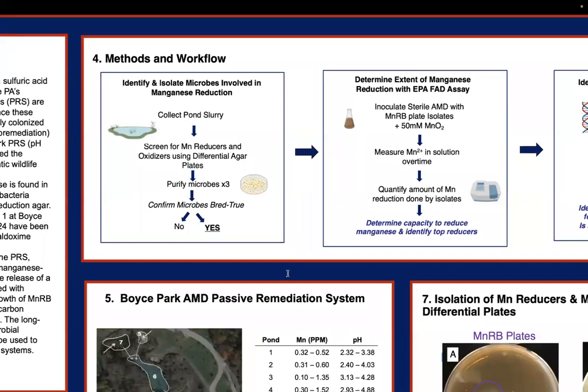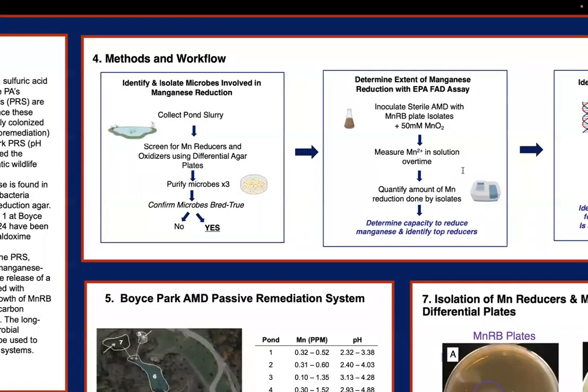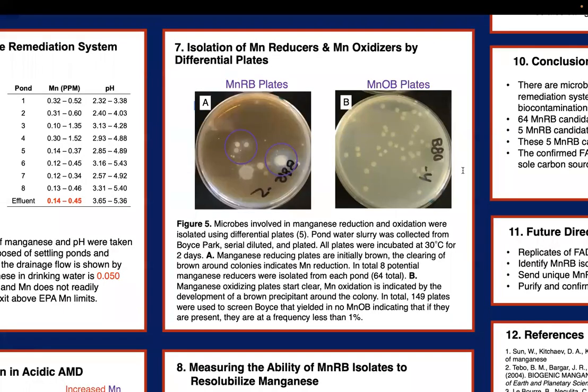We assess the geochemical reduction of manganese in this acidic system by adding manganese oxides to sterilized pond water. And we see there's about a 10-fold increase of resolubilized manganese geochemically, or about an 850% increase, between day 0 and day 5. We then use these really cool manganese plates to identify manganese reducers and manganese oxidizers.